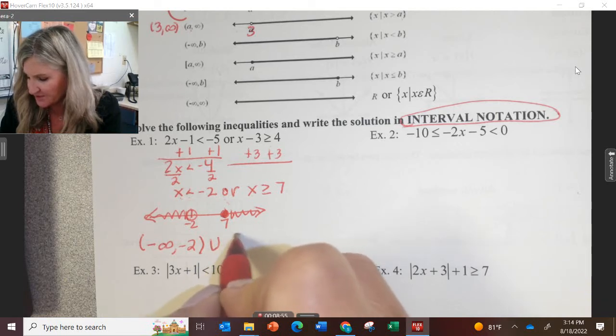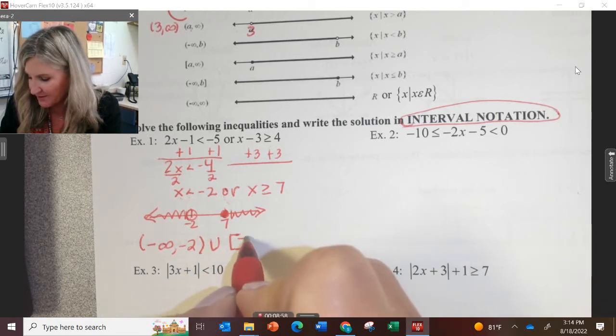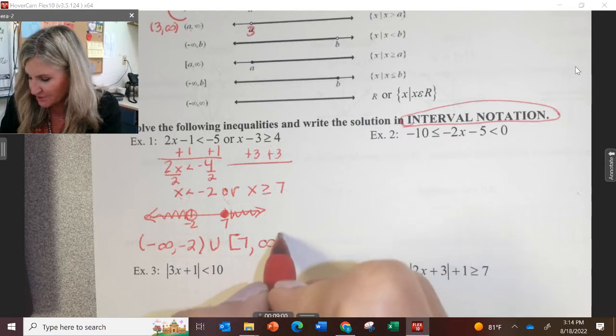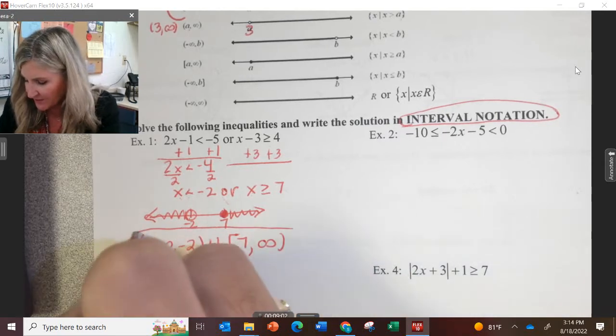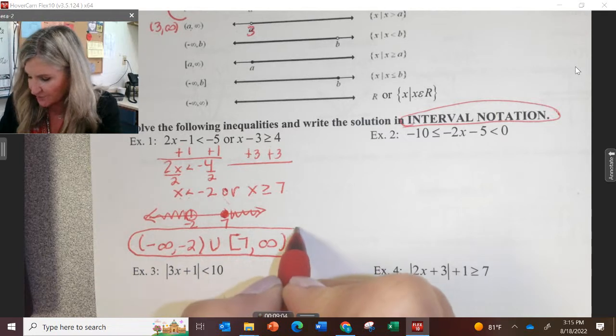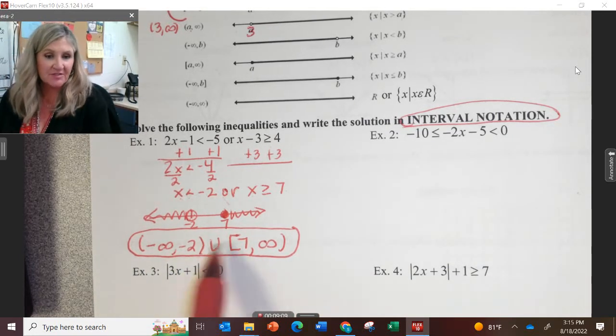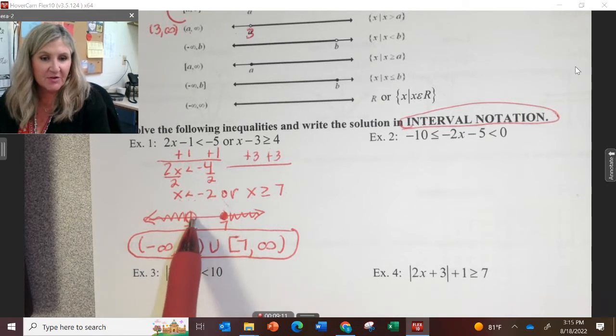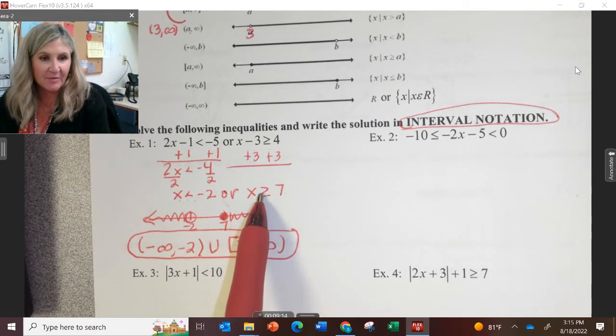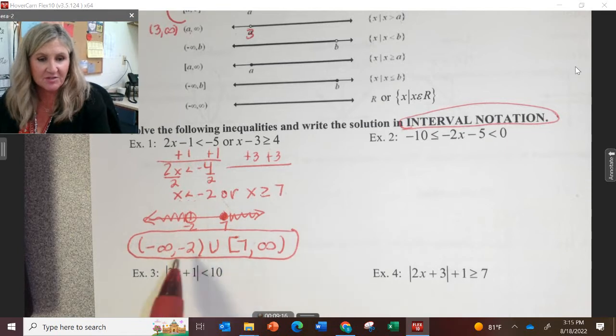And then this is going to start back up as 7, including 7, and down to infinity. This is what the answer would be in interval notation. So now I could ask you, is 0 a solution? Well, is 0 going to meet this requirement or that requirement? No. So 0 is not a solution.